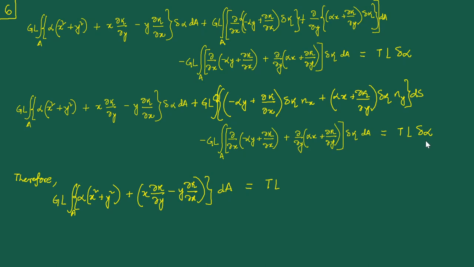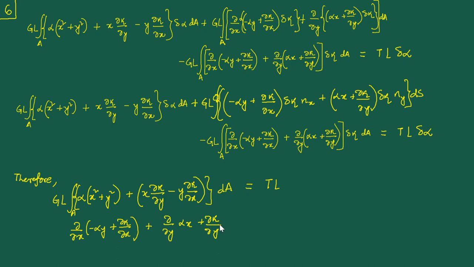So all that I have to do is to consider just this, just whatever is present inside here, and I can write that down. So ∂/∂x of (−αy + ∂κ/∂x) plus ∂/∂y of (αx + ∂κ/∂y).